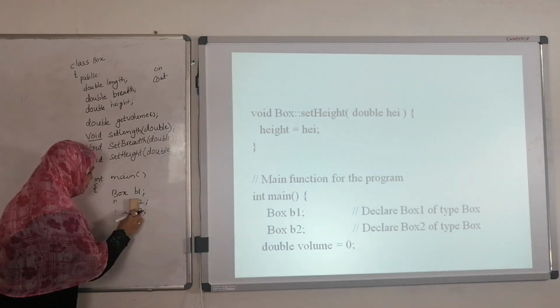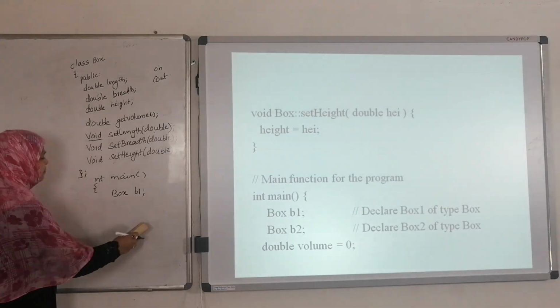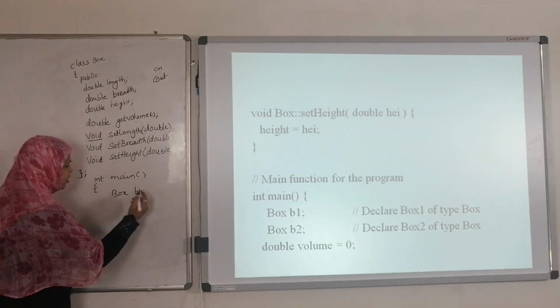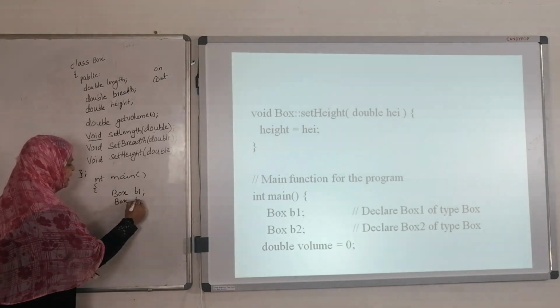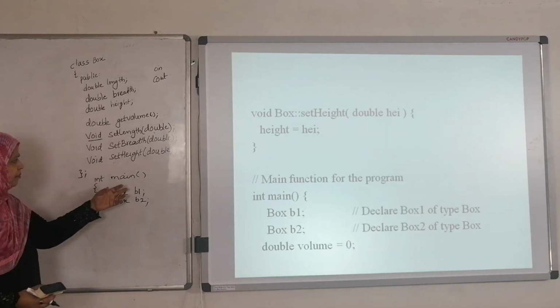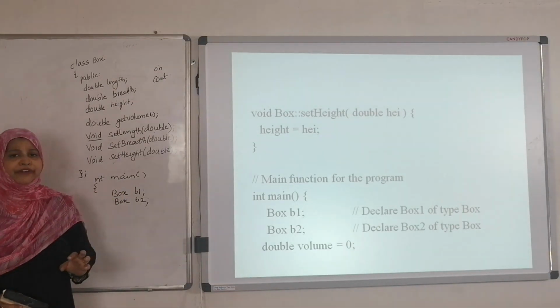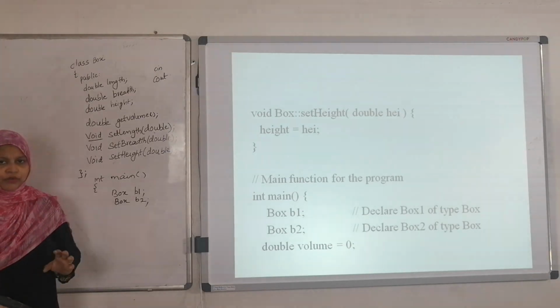Here in this example, I am going to take only one object, that is box B1. And box B2 is also there. Here I am going to create two objects, box B1 and box B2. Here I am going to find the volume of a box.